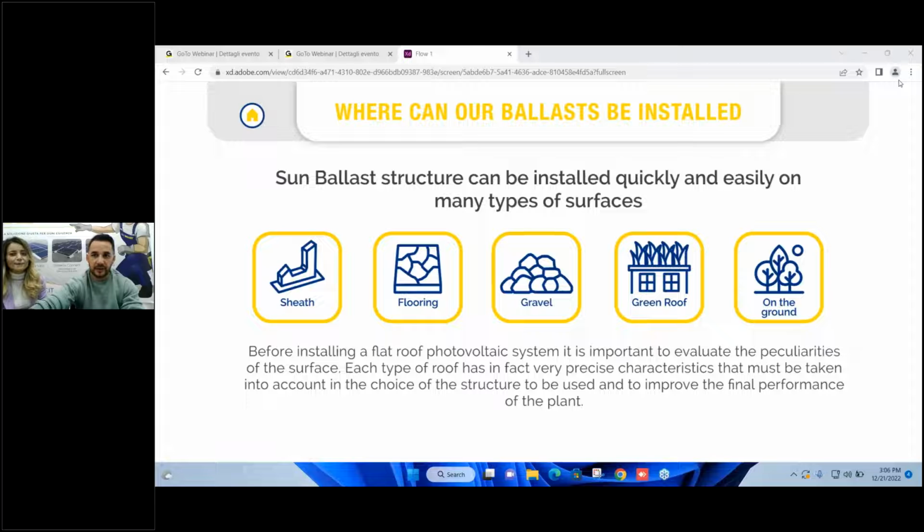As you can see on the screen, our structures can be installed on different typologies of roofs, everywhere in the world. Sun Ballast is operating in Europe, but we've done several installations on the African continent, in America, and in Asia. Every installation that we had, every project, had this question.